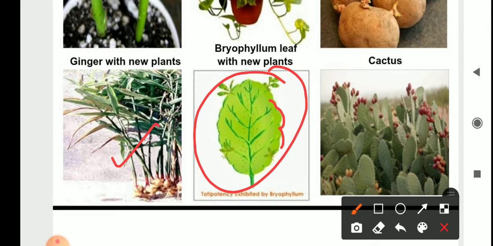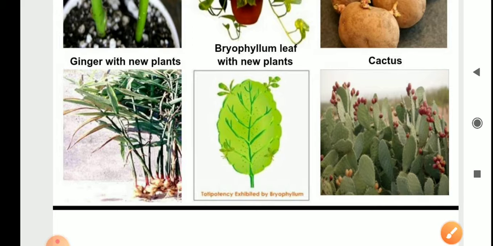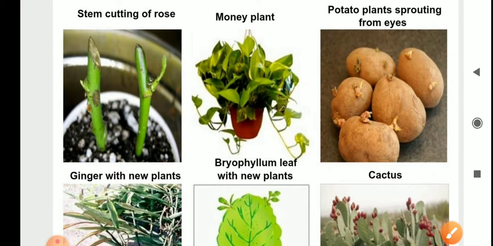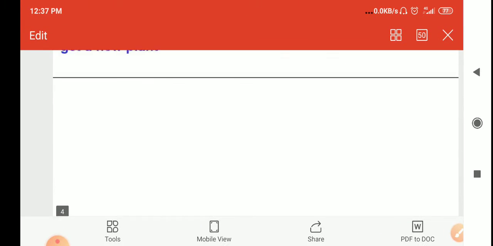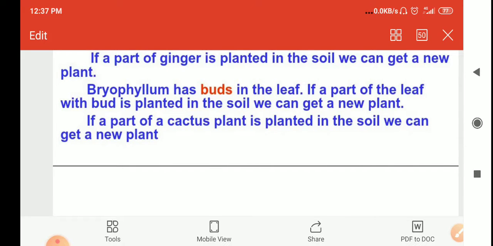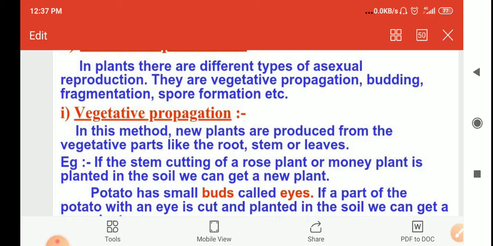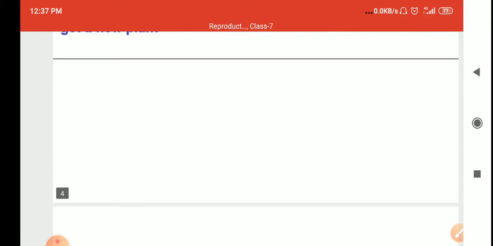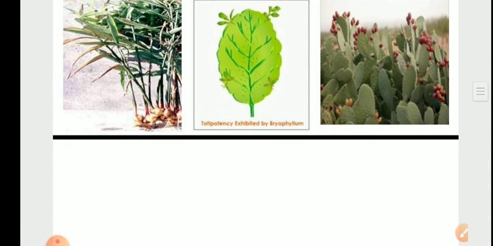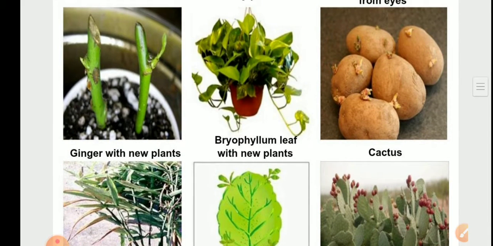Here you can see ginger. If you plant it, you will get a plant of ginger. In the same way, cactus and rose plant. If a part of a cactus plant is planted in the soil, we can get a new plant of cactus also. So these are examples of vegetative propagation or vegetative reproduction.